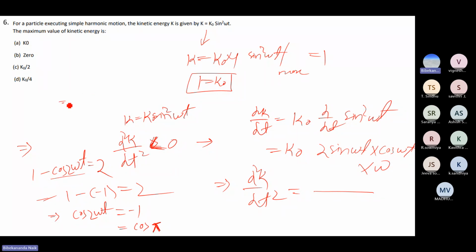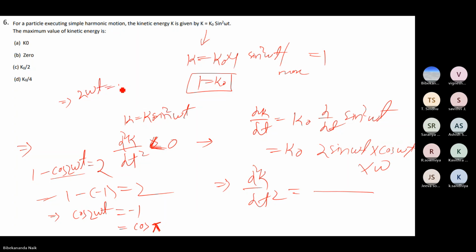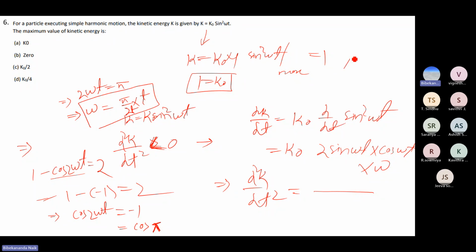So 2 omega t equal to pi. Then t is equal to pi by 2 omega. So this is the time, and after this time pi by 2 omega, where omega is the frequency of oscillation, the energy of the simple harmonic oscillator will be maximum.